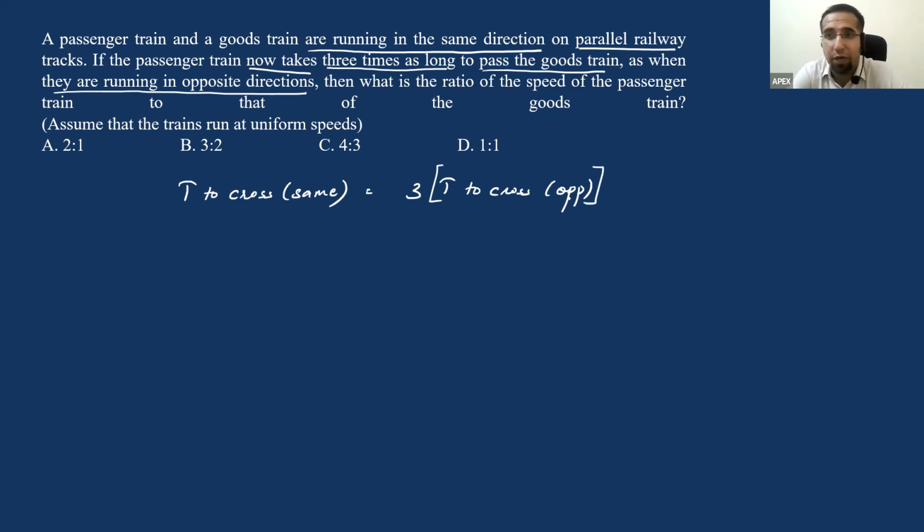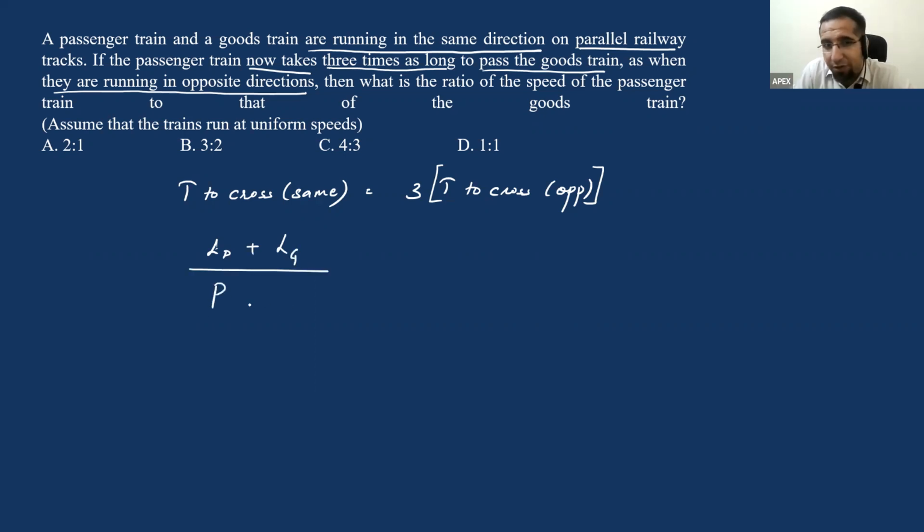Now, this is what we are looking at. Clear? So, time taken to cross in the same direction. Now, what is the time taken to cross? Whenever two trains are crossing each other, be it same direction or opposite direction, the total distance covered is length of the passenger train plus length of the goods train, divided by the relative speed. Here the passenger train is overtaking.